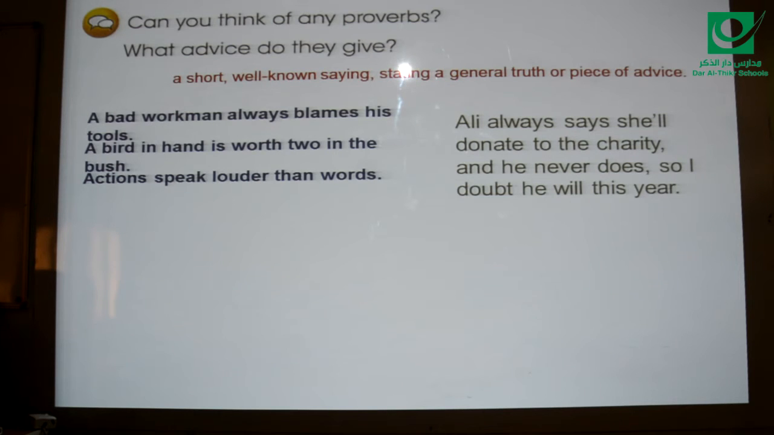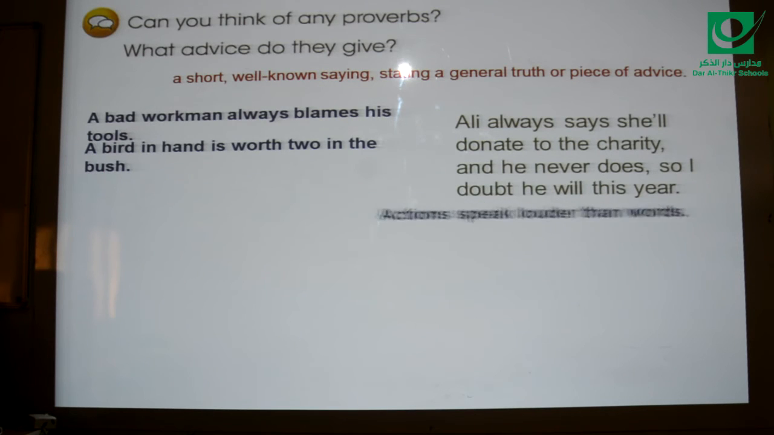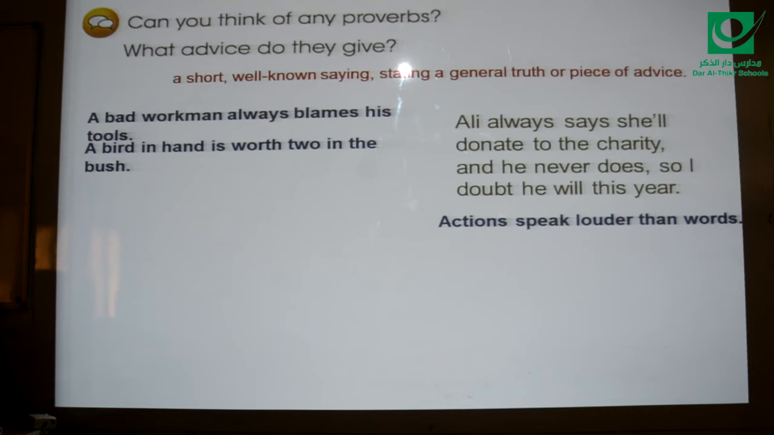If I give you this situation: he always says he'll donate to the charity, and he never does. So I doubt he will this year. For this situation, read it carefully and tell me which of these proverbs is right for it. Yes, of course, actions speak louder than words.